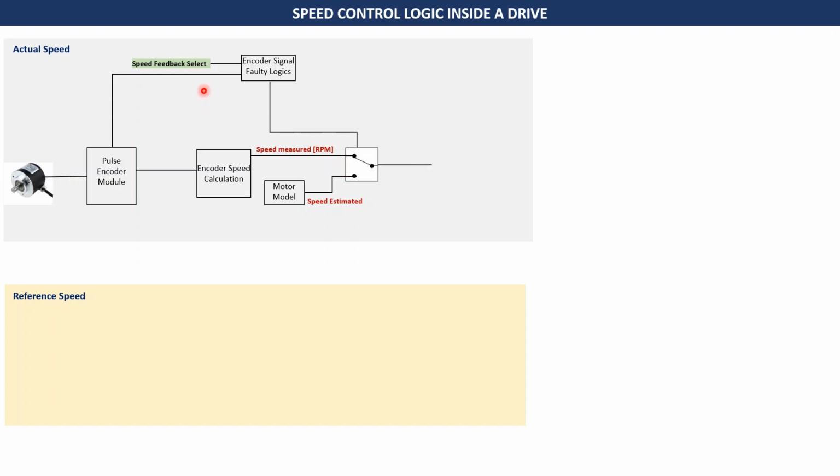There are two options for the parameter of speed feedback select. In case of ABB drives, generally ACS 800 ones, the two options are either encoder or the internal one. If you take the second option, the speed which will be passed is a speed estimated, which comes from the motor model. This is a calculated speed based on the motor model and the different parameters of the drive. This motor model is calculated when you ID run the drive. That is the first step when you do the commissioning.